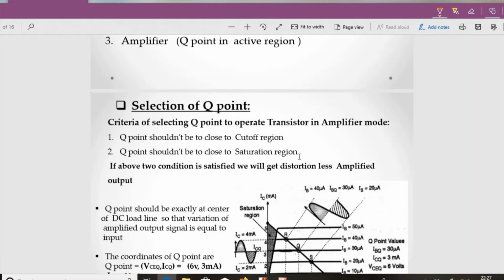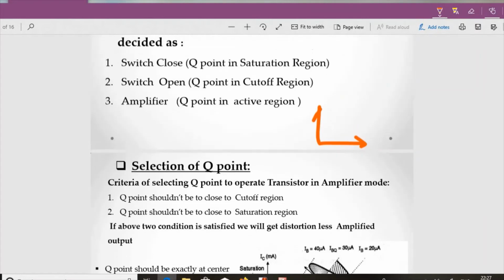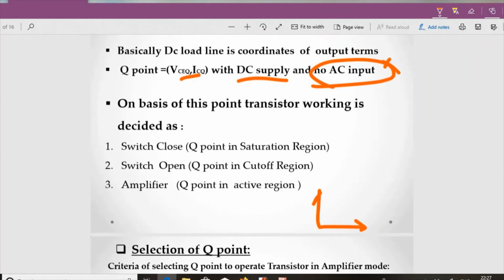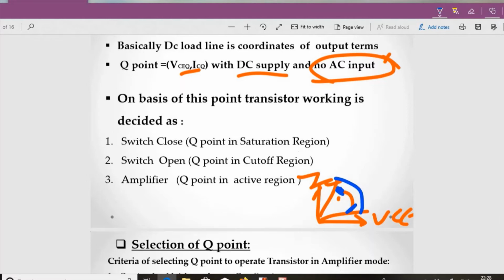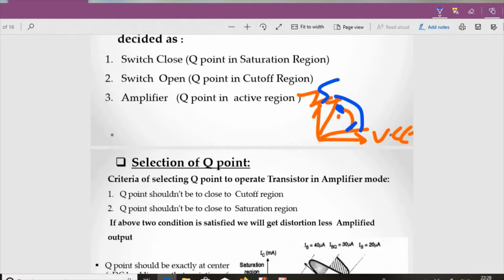So if we consider this is our graph, and we are plotting here, this is VCE and this is, for example, IC. So here is some point. This is your saturation region, this is the cutoff, and this is active. So I am talking about this point. This point and this point are actually lying in the active region, because this entire area is an active region only, but one point is near to saturation and this is near to cutoff.